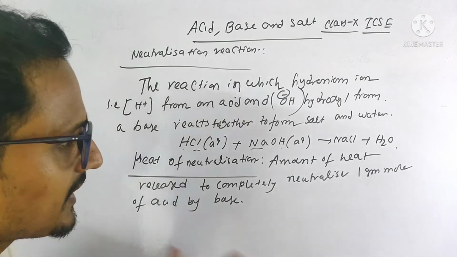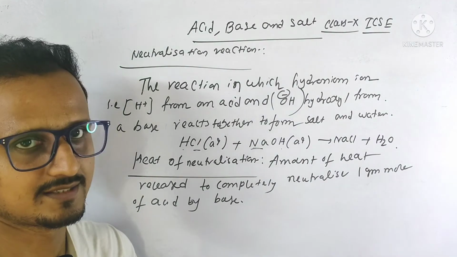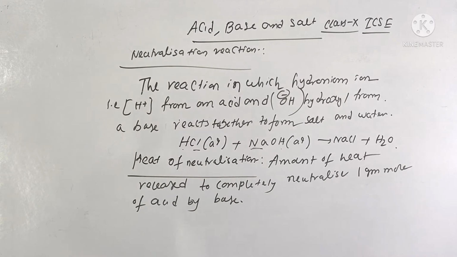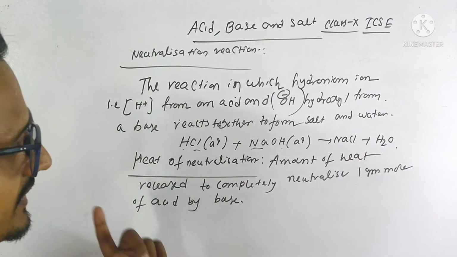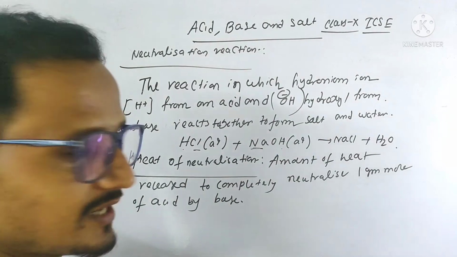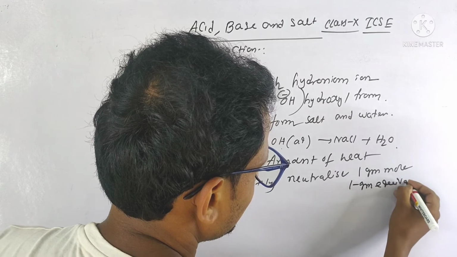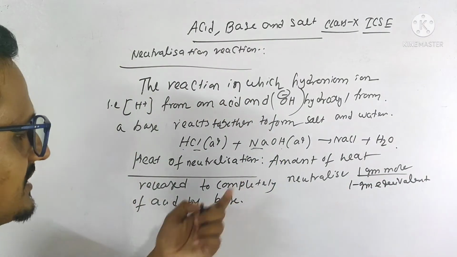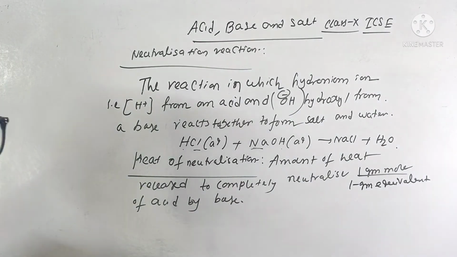And from here we know about the strength of acid and base. So copy this one. After that we will discuss the strength. Now here we can take 1 gram equivalent also. Instead of this you can also take 1 gram equivalent, that is the amount of heat released to completely neutralize 1 gram equivalent of acid by base.